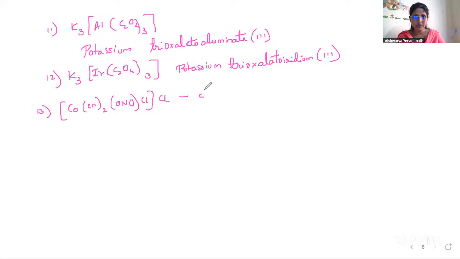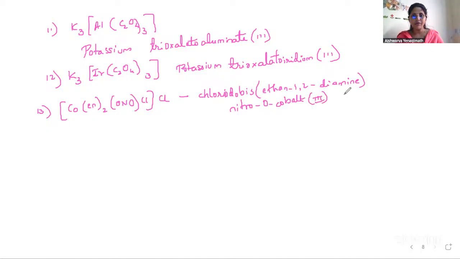So we will start with chloro. This is a bidentate ligand, en. Therefore, chlorido. It is not chloro, it is chlorido. Bis. What is en? Ethane-1,2-diamine. Yes. Then nitrito-O. You can write it as nitro-O or you can write it as nitrito. Then cobalt. I'll not write it as cobaltate. It is cobalt 3. And finally, chloride. This is the name. Is that right? Fine.